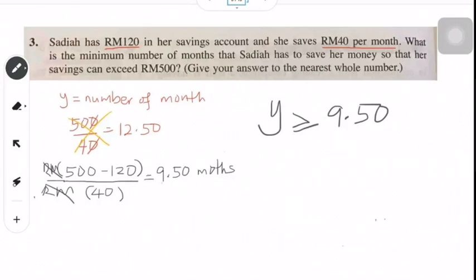Teacher, to the nearest whole number. It says the nearest whole number. So y is equal to 10. Y must be more than or equal to 10. Do you agree? Any comment? Yes. Okay, so it works: y is more than or equal to 10.